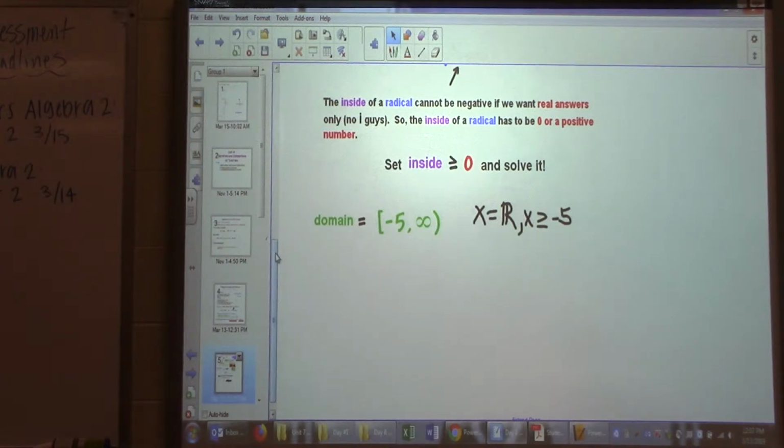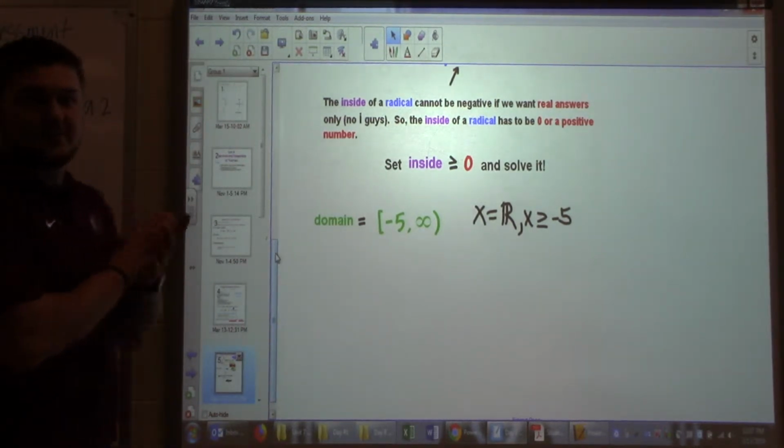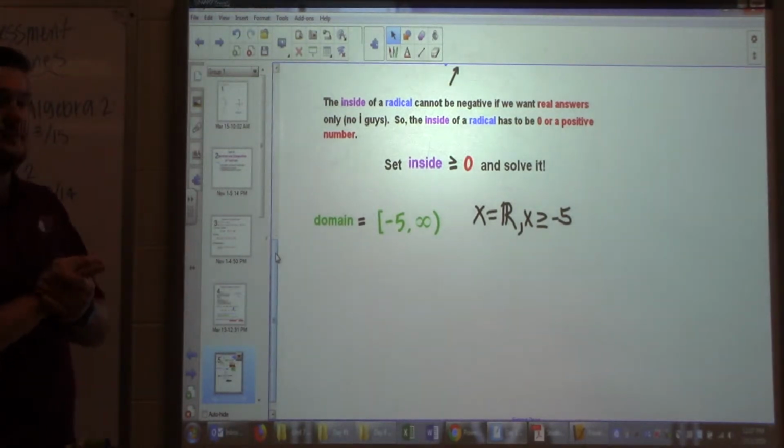Does that make sense? Yes? No? Are there any questions? Hey Quinton, yes. On a test, which are the two notations you have to use? Interval notation. Good. Alright. No questions.